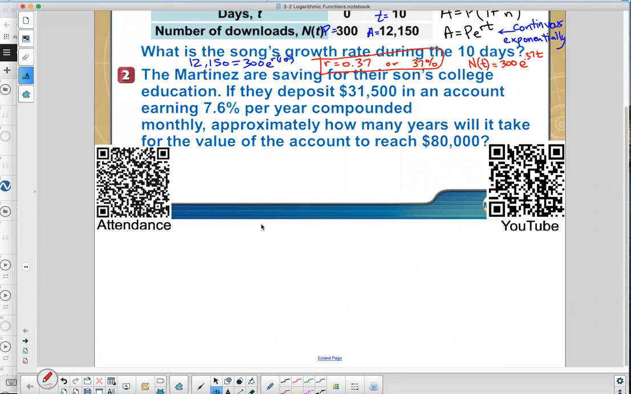It says the Martinez are saving for their son's college education. If they deposit $31,500 into an account earning 7.6% per year, compounded monthly, approximately how many years will it take for the value of the account to reach $80,000?